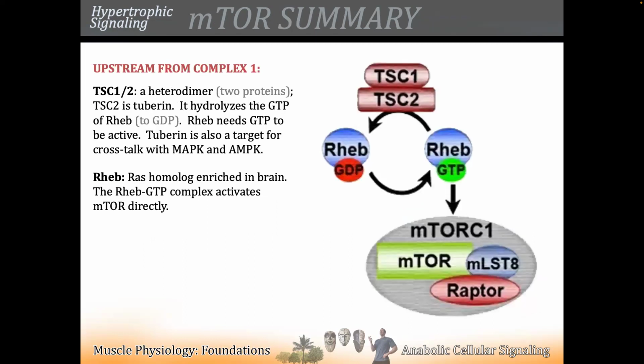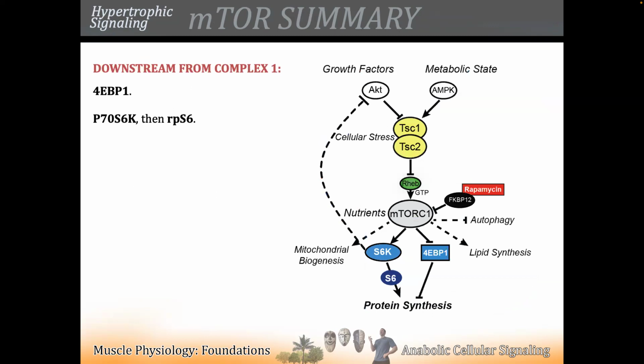And then immediately upstream from mTOR is tuberous sclerosis complex, right? Tuberin, technically TSC2, that's tuberin. And that's a negative regulator of mTOR. It breaks down Reb's GTP, and Reb needs that GTP to bind to mTOR, activating it. And then downstream from complex 1, we have P70S6K and 4EBP1.